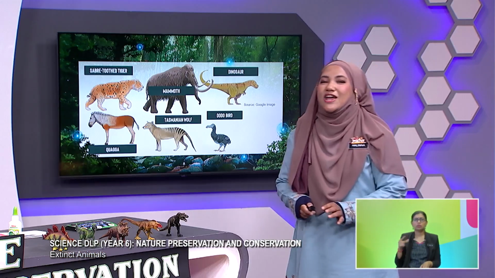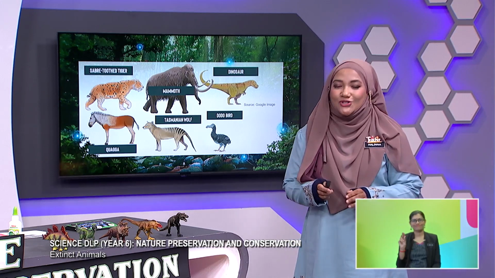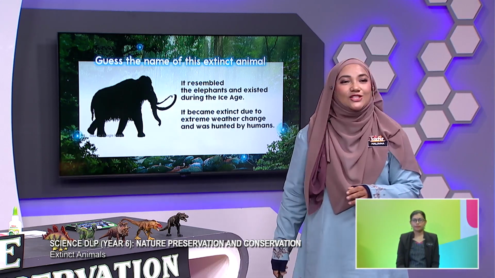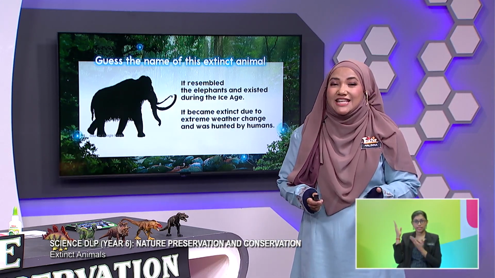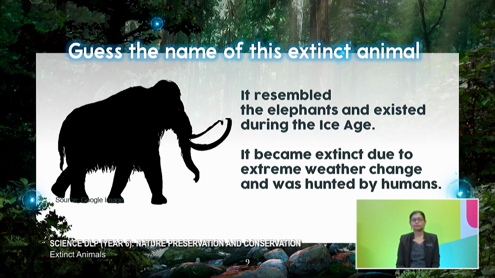Okay, now we have something for Abang Sean to do. Let's look at the first one. Abang Sean, you need to guess the name of this extinct animal. I have written the clues there. It resembled elephants and existed during the Ice Age. That's a very good tip. It became extinct due to extreme weather change and was hunted by humans.